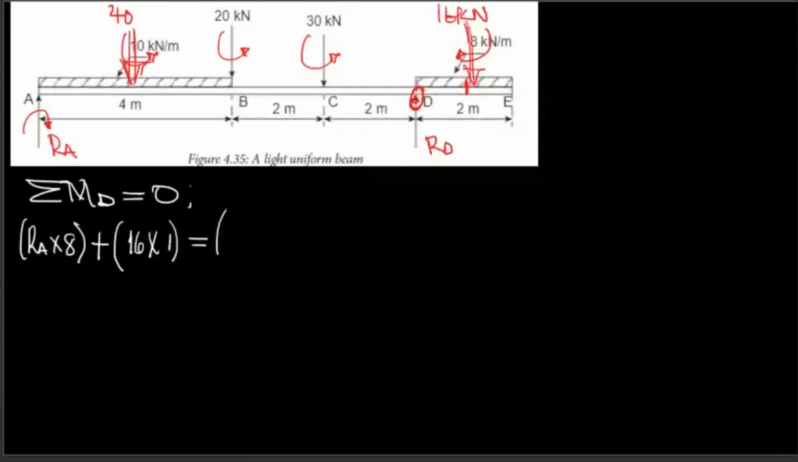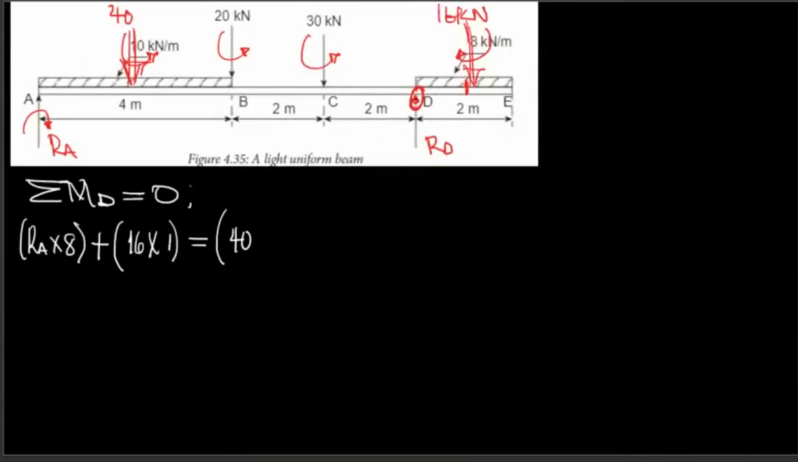Okay, so now let's deal with the counterclockwise moment. The counterclockwise moment, which is 40 multiplied by the distance there, is 2. The distance between this point and this point is 2 meters. 2 plus 2 is 4. 4 plus 2 is going to be what? 6. So it's going to be 40 times 6. Then plus, I have 20 multiplied by 4. And then plus 30 multiplied by.